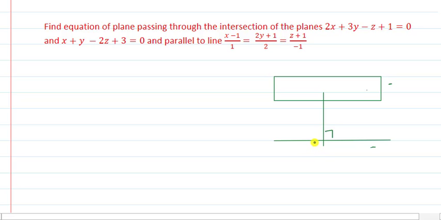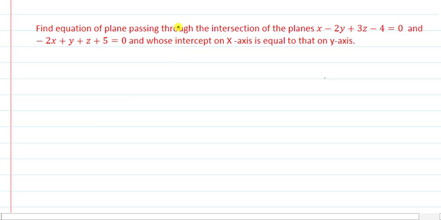One more type of problem may also be asked. Let me discuss that problem also. In this problem we need to find the equation of the plane passing through the intersection of two planes and whose intercept on the x-axis is equal to that on the y-axis. So what to do? It means we need to maintain the given relation between the x-intercept and y-intercept, and you know very well that to find the intercept we need to find the intercept form of the required plane.